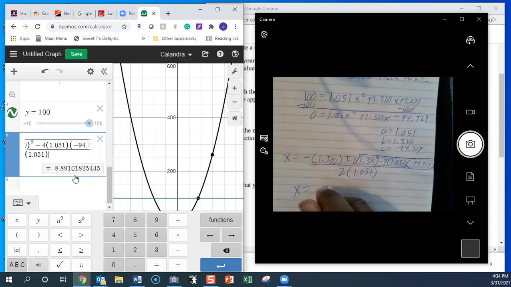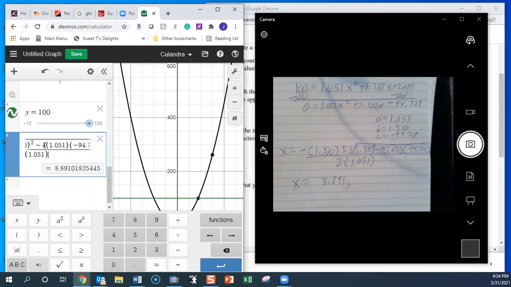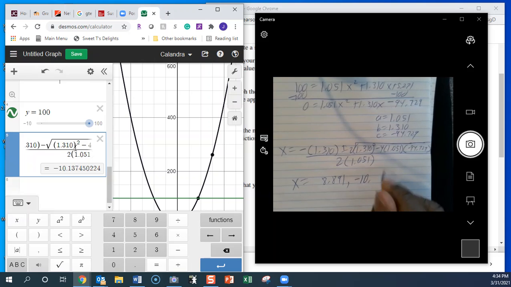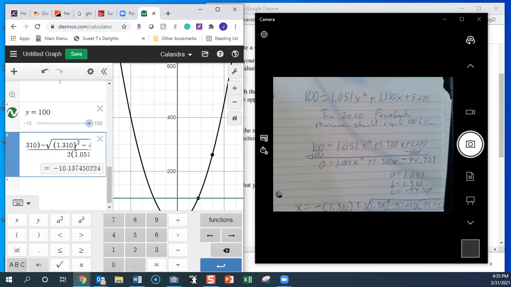So we get 8.891. And then next, we would go back here, and instead of it being added to this radical, we're going to subtract it this time. And that will give us a negative 10.137. Now we know this will take us back to 2001, so we can't use that. But this here would take us to 2020, because everything is since 2012. So that's basically how you would do it by hand, but your answer would still be the same.